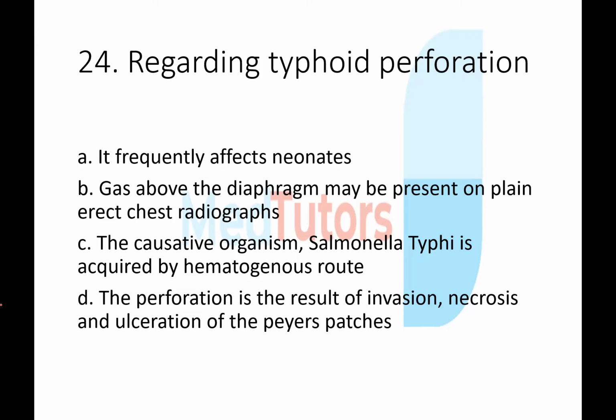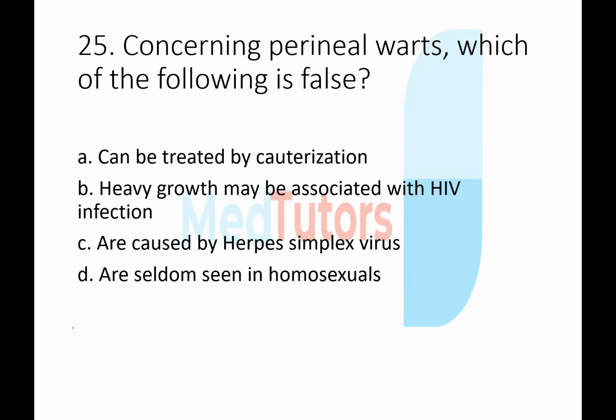B, gas above, so it is gas below the diaphragm. So this is false. The causative organism is acquired by the fecal-oral route. Salmonella is transmitted via fecal-oral. Perforation usually is due to invasion, ulceration, and necrosis of the Peyer's patches. That is the correct answer.